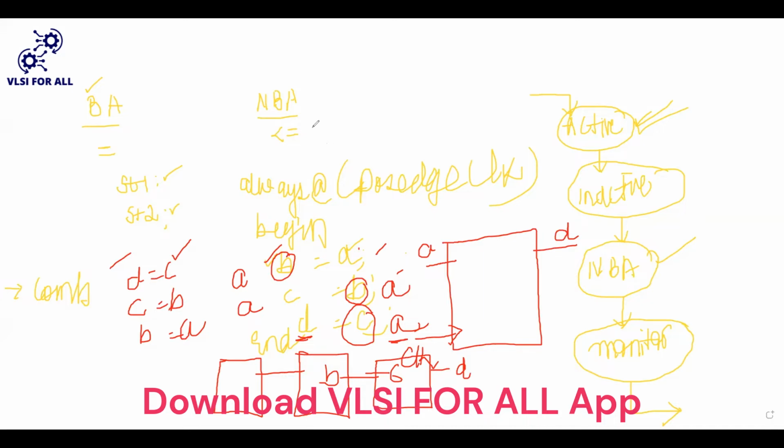So this is the major difference between blocking and non-blocking. Why do we prefer non-blocking assignments in sequential procedures? Suppose there are two always blocks, and we don't know at what time each always block is going to execute. If a variable in the first always block is also in the second always block, and we use blocking assignment, there is a chance of some don't-care value. That is the reason we prefer non-blocking assignments inside sequential procedures.